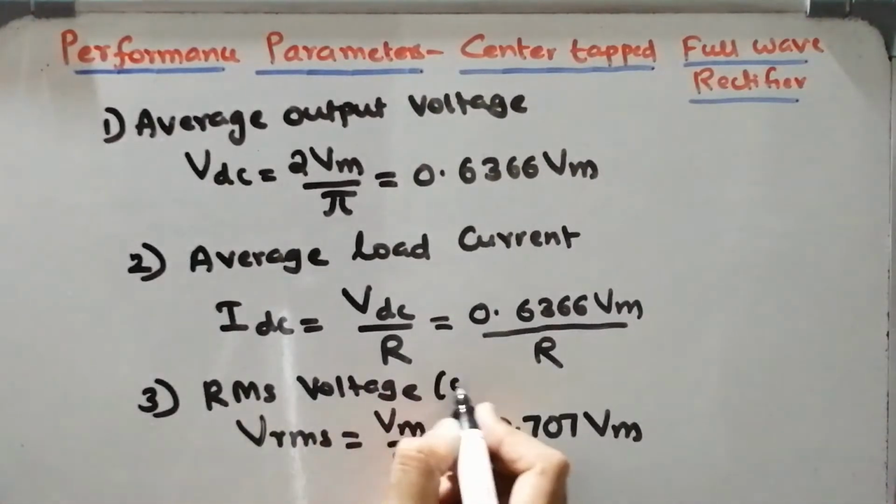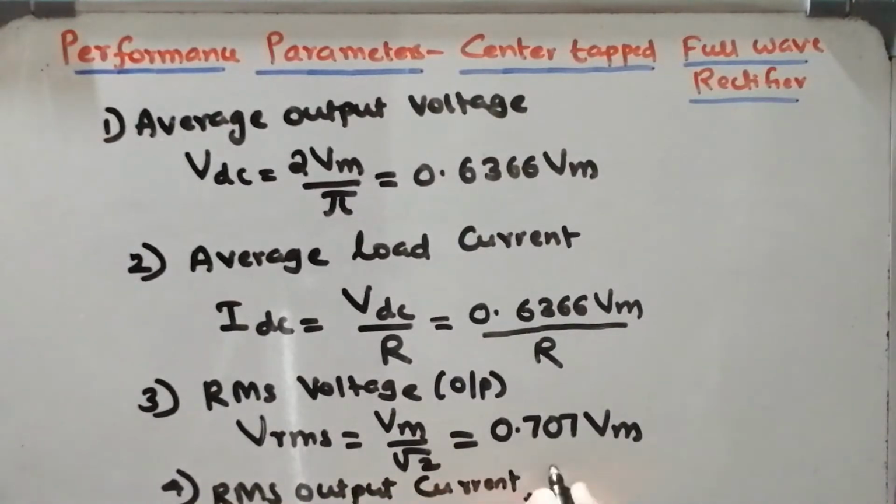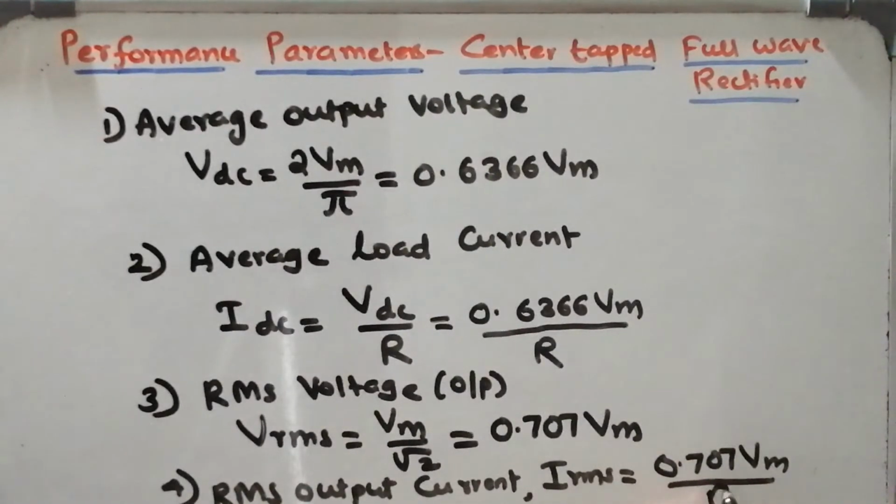The RMS output current, IRMS, is nothing but VRMS divided by R, which is equal to 0.707 Vm divided by R. So that is the value of IRMS. You have to calculate these parameters first. Later, let us move on to the real performance parameters of a center tapped full wave diode rectifier.